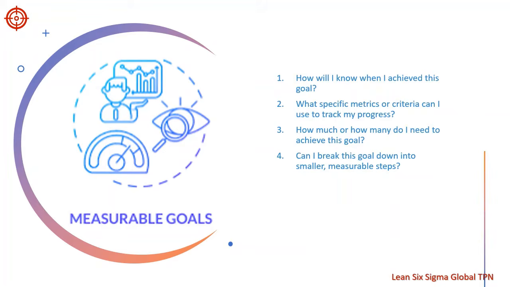Okay, so if you can answer these questions with specific numbers, quantities, or measurements, then your goal is likely measurable. Measurable goals allow you to track your progress and determine if you are on track to achieving your desired outcome. They are not vague or ambiguous, and they avoid subjective or qualitative statements that are difficult to measure. The more measurable your goal is, the easier it will be to monitor your progress and make adjustments as needed.